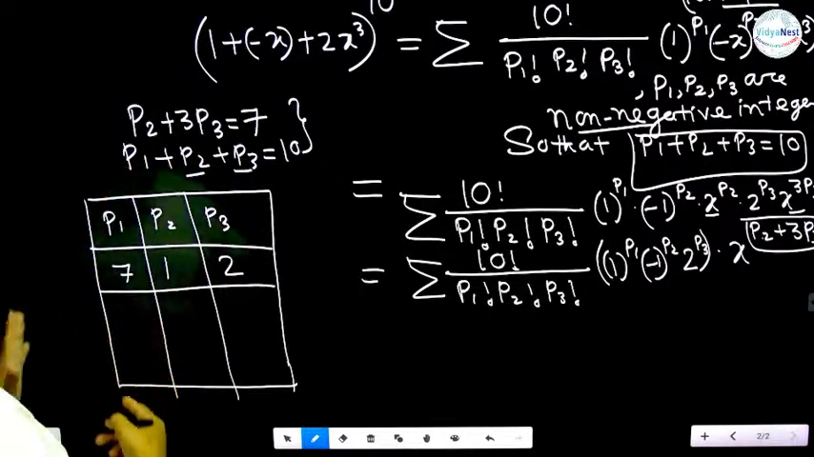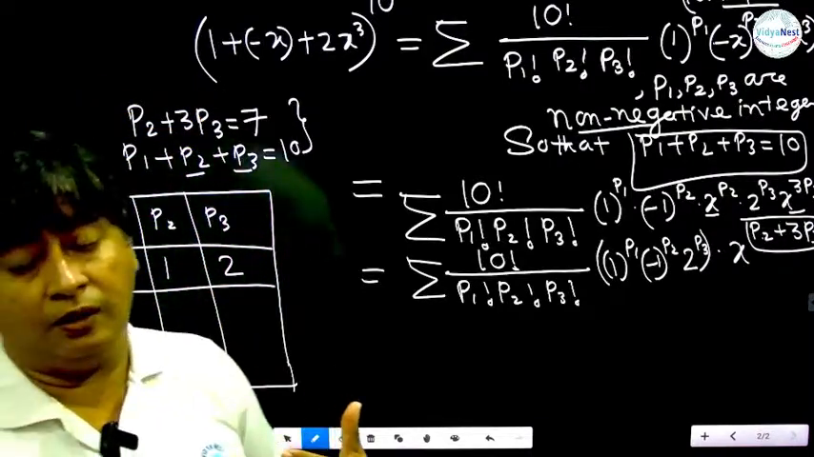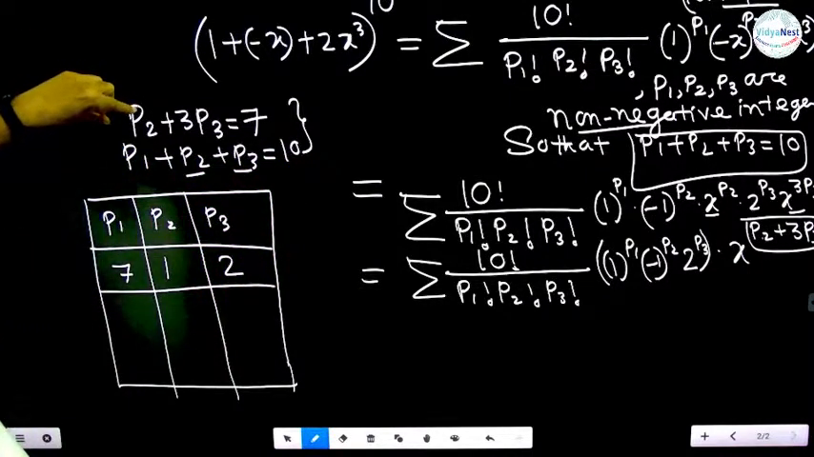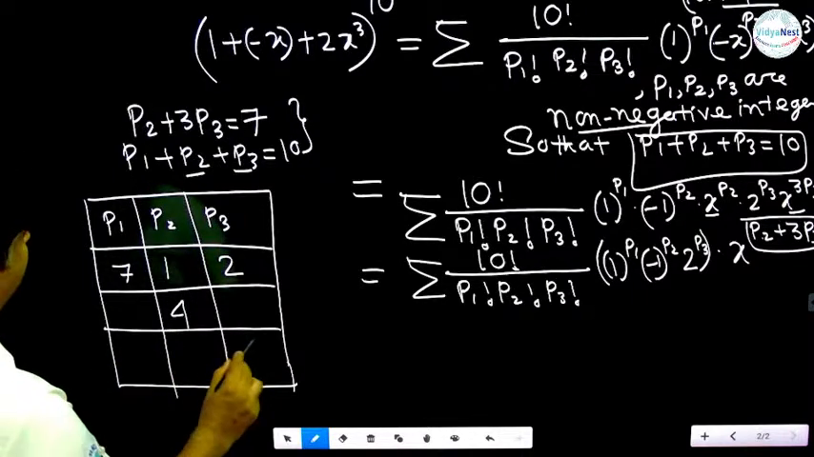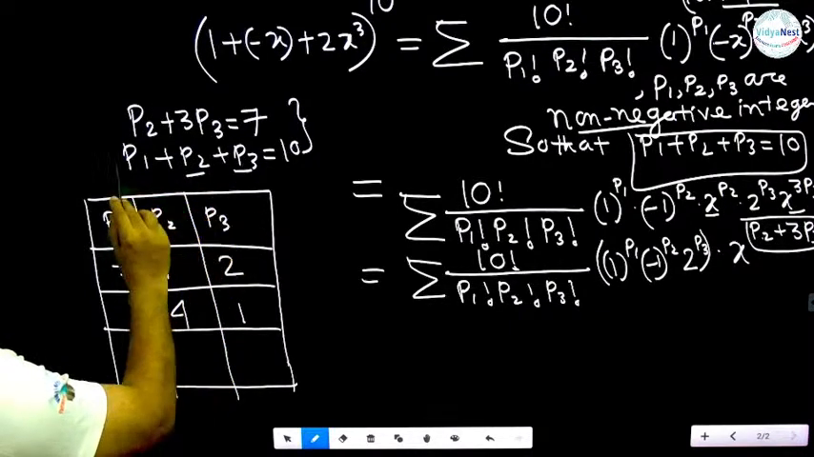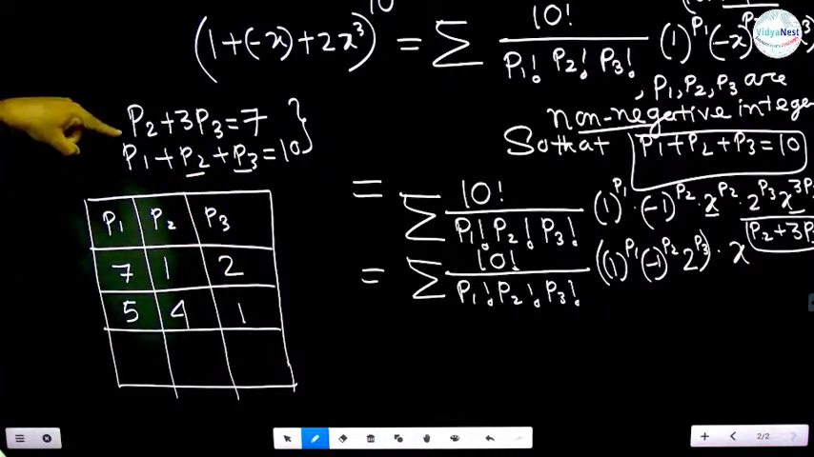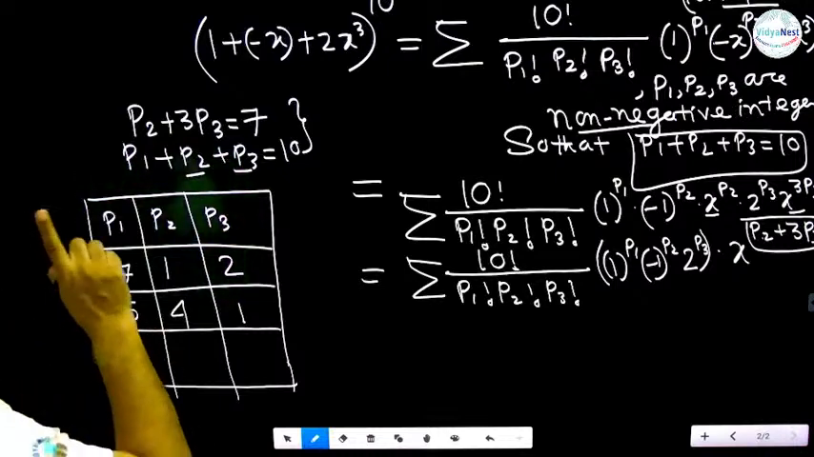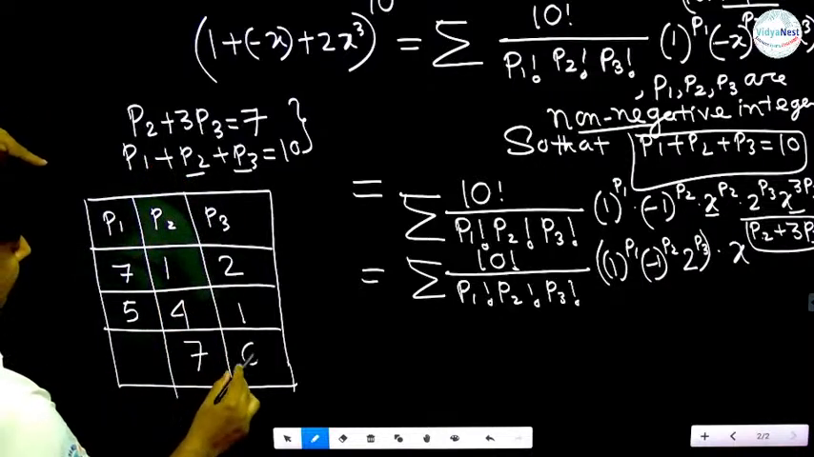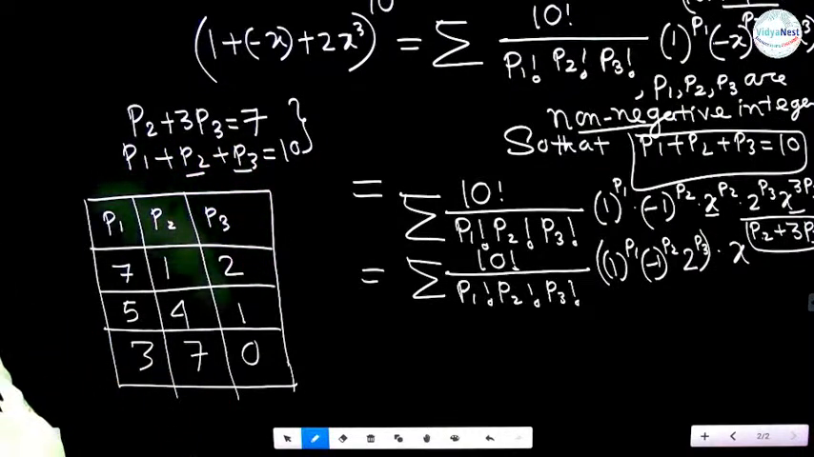Next, let us choose p2 as 3. It will not work, because p3 in that case will become a fraction. Right. So discard. Choose p2 as 4. Then p3 will be 1. Put 4 and 1 here, p1 will come as 5. Any other option? Now 4 is done, 5 will not work, 6 will not work, only one option is left, 7. If p2 is 7, then p3 will be 0 and p1 will be 3. Yes sir.